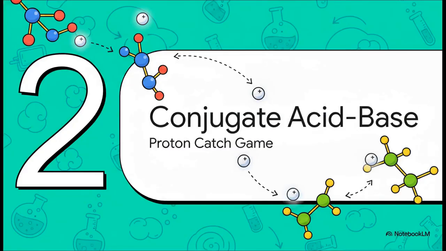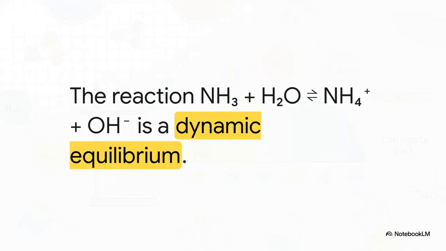Moving on to Section 2, Conjugate Acid-Base Pairs, the proton catch game. This reversible reaction right here perfectly anchors what we were just talking about. It shows a live-action chemical game of catch. Ammonia reacts with water to yield ammonium and hydroxide. And those double arrows in the middle, they're just a quick reminder that this is a dynamic equilibrium, meaning the reaction is flowing in both directions at once.